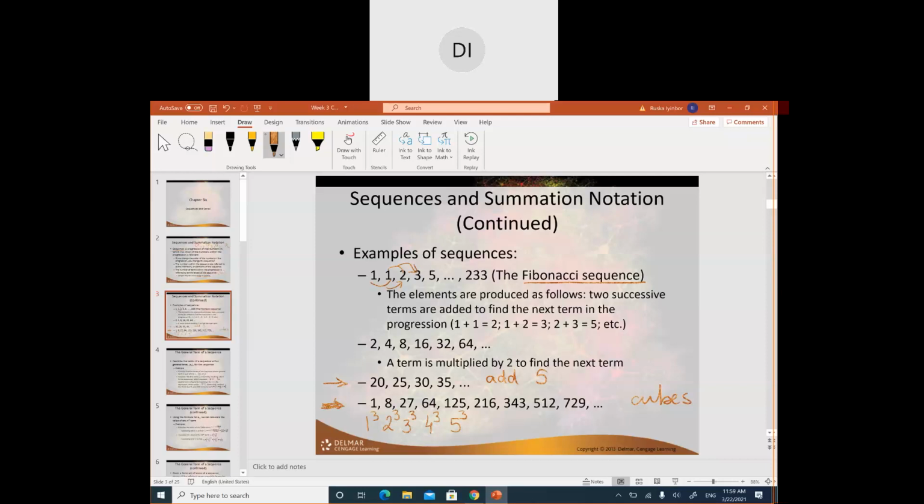There is a rule how to get the next term, and sometimes they're going to give you the order. They're going to give you a few numbers, and they're going to ask you to find the pattern and find the next one. Sometimes they're going to give you the rule, the formula to calculate each term, and they're going to ask you to do something else. Okay, so keep in mind every sequence has a rule how to calculate each term. Make sense?